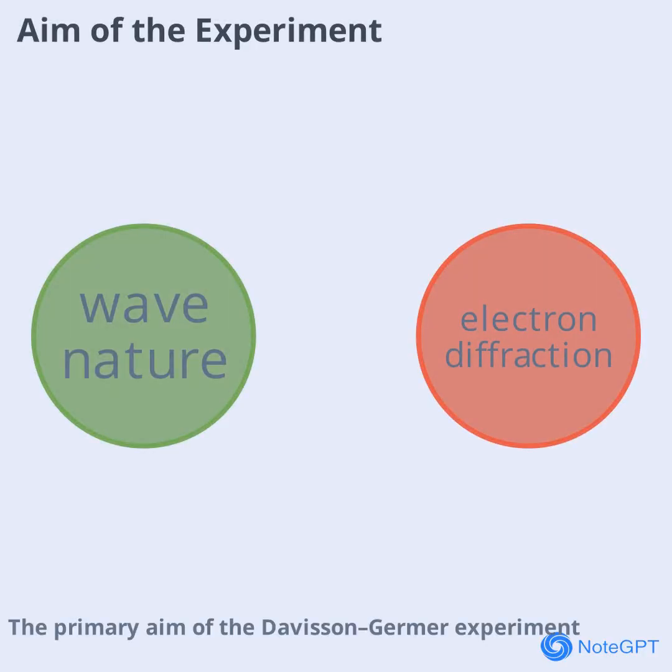The primary aim of the Davisson-Germer experiment was to verify the wave nature of electrons. By directing a beam of electrons at a nickel crystal and observing the resulting pattern, the experimenters sought to test whether electrons could produce interference and diffraction effects, phenomena typically associated with waves. The successful observation of a diffraction pattern provided strong evidence for the wave-particle duality of matter.